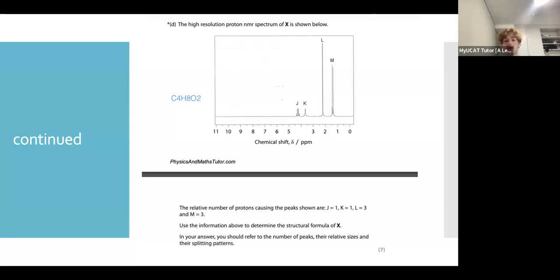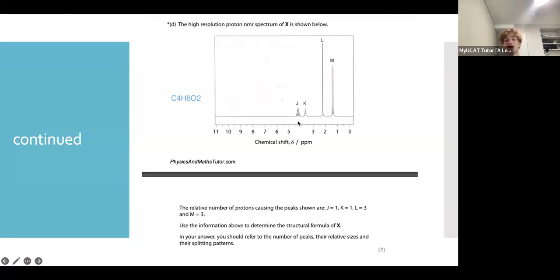The next thing is to talk about the splitting patterns, and you can basically just say the trace shows a quartet, two singlets, and a doublet. This shows that the protons in environment J are adjacent to a carbon with three hydrogens. Those in K and L are adjacent to a carbon with no hydrogens, and those in M are adjacent to a carbon with a single hydrogen. And so hopefully you've gained some information from that already.